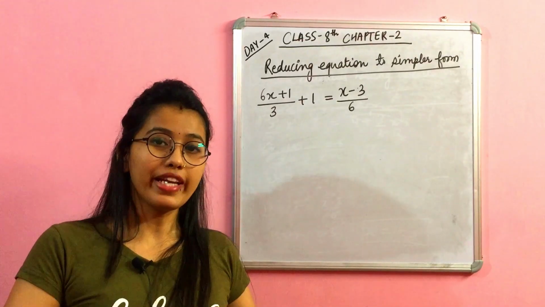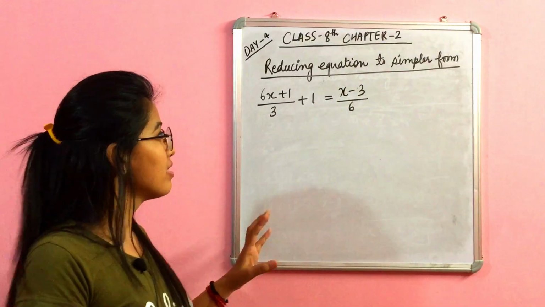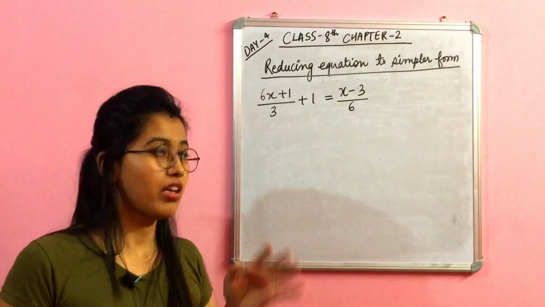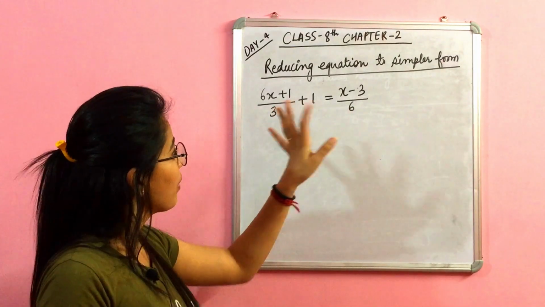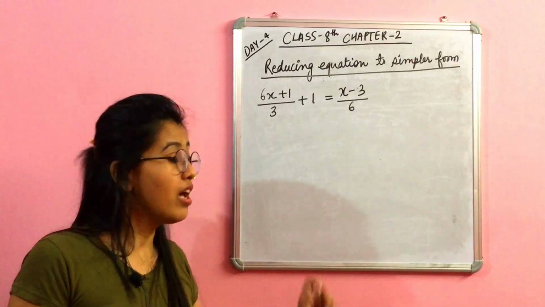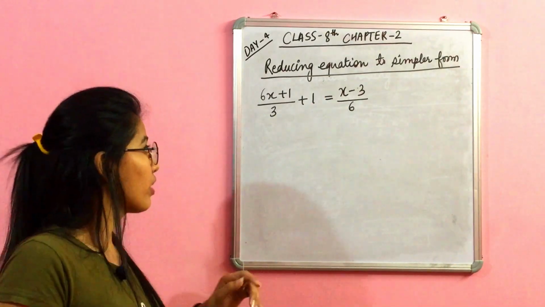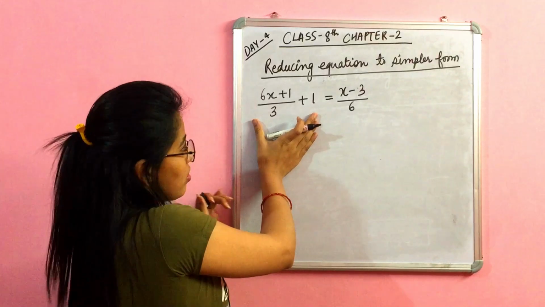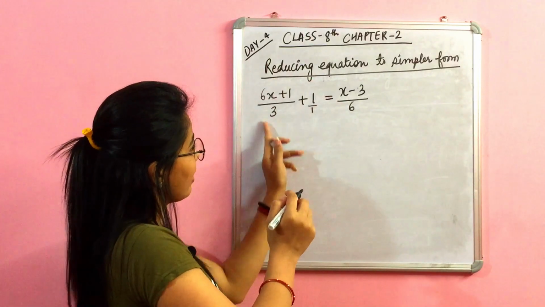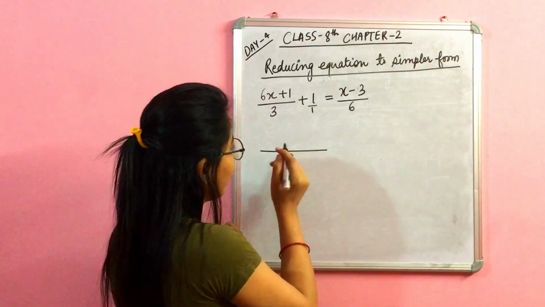Now next we will see how we can reduce an equation to a simpler form. Simpler form means the equation which has a variable on both sides or on either of its sides. Let us say we have one example here: 6x plus 1 upon 3 plus 1 is equal to x minus 3 upon 6. How can we reduce this whole equation to its simpler form? Let us look at only the left hand side first. This is 1 upon 1, so we will take the LCM first. This is 3, and the LCM of 3 and 1 will be 3 only.